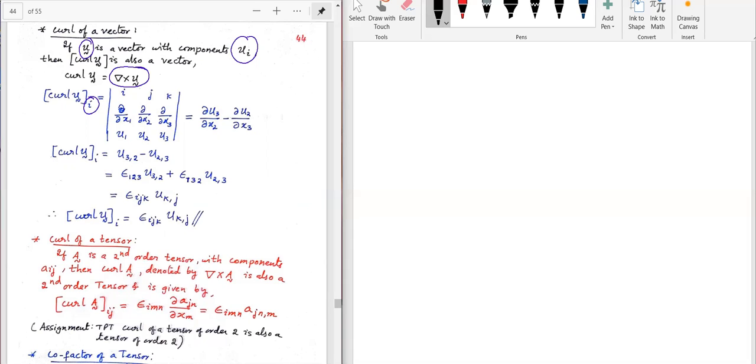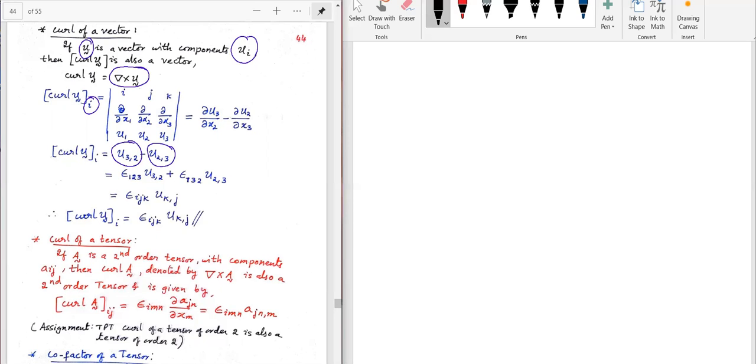And how do you write this now? Using comma notation, you can write this as u3 comma 2, since you have u3 differentiated with respect to x2. Then minus as it is. Then we have u2 with respect to x3, so comma notation again gives u2 comma 3.